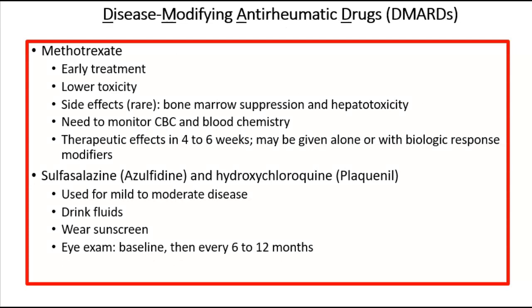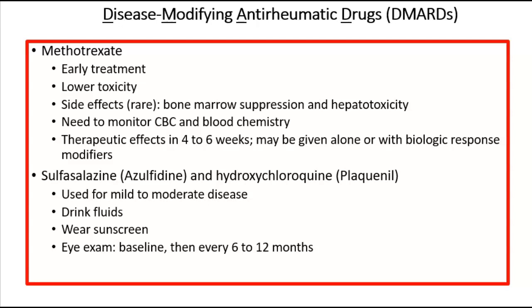All right, so some of our DMARDs, one of them is methotrexate. Methotrexate is to be used in early disease. We used to not start it right away, but now we know that the earlier they start the medication, the better it is for them. It's not very toxic to the patient, but it can cause hepatotoxicity and bone marrow suppression. It may take 4 to 6 weeks to work, but it's also teratogenic. So the patient, if they're of childbearing years, should be taking contraceptives during therapy. And then we have sulfasalazine and hydroxychloroquine, so Plaquenil. Those are very common medications to see.